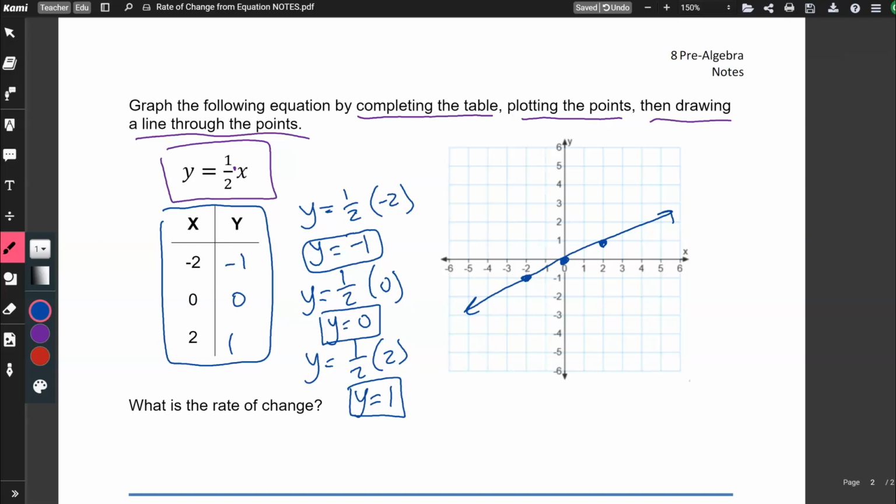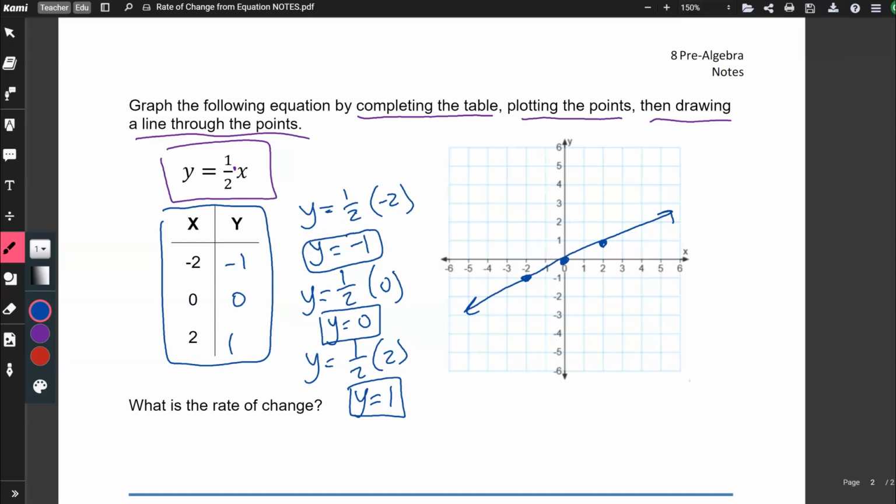If my x value is 0, it'd be like saying y equals 1/2 times 0. Anything times 0 is 0. So I have a point at 0, 0 that's on the line, or the origin. And then when my x is 2, y equals 1/2 times 2, or 2 divided by 2, which gives me 1. So I have a point at 2, 1, okay?